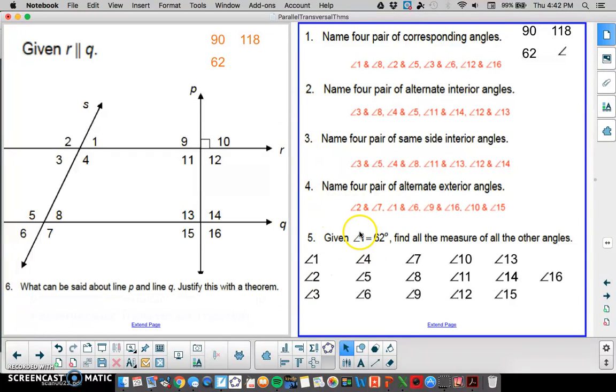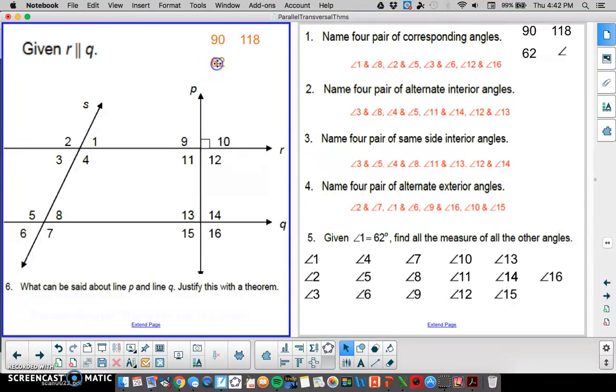All right, now in number 5, we're actually given an angle measure. We know that angle 1 is 62. Well, remember, we know now that corresponding angles are congruent. So what is corresponding to 1? 1 and 8. So I know that 62 is also the measure of angle 8.